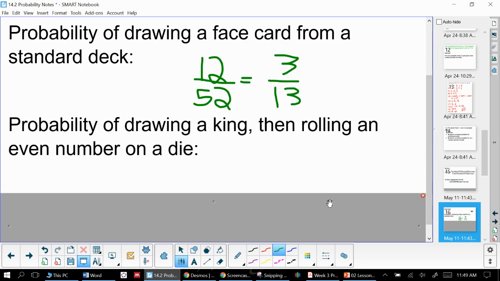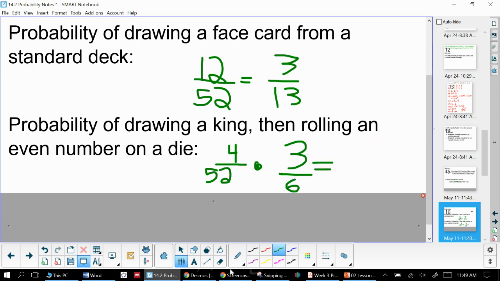Okay, and then we'll take a look at something like this. What's the probability of drawing a king, then rolling an even number? So the biggest thing to understand here is that these two things are independent of each other. Drawing a king from a deck of cards has absolutely nothing to do with rolling a dice. So we'll start off with our king. There's 4 kings out of 52 cards. And then our independent events rule is that we multiply. Then we're rolling an even number on a die. So there's 3 even numbers, the 2, the 4, the 6, out of the 6 total possibilities. And we'll multiply those together.